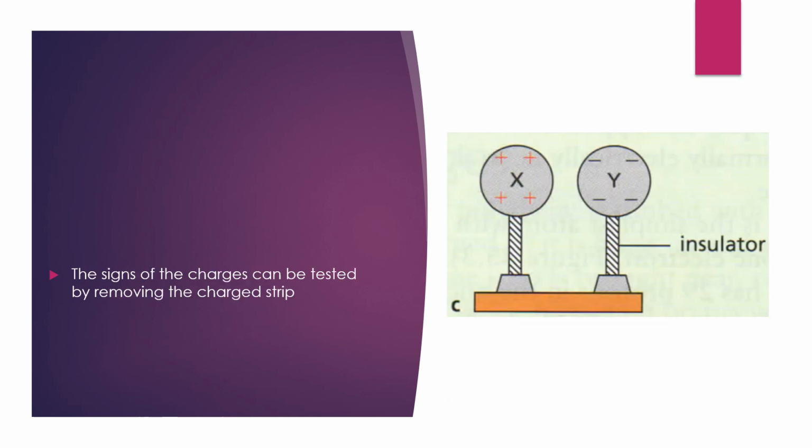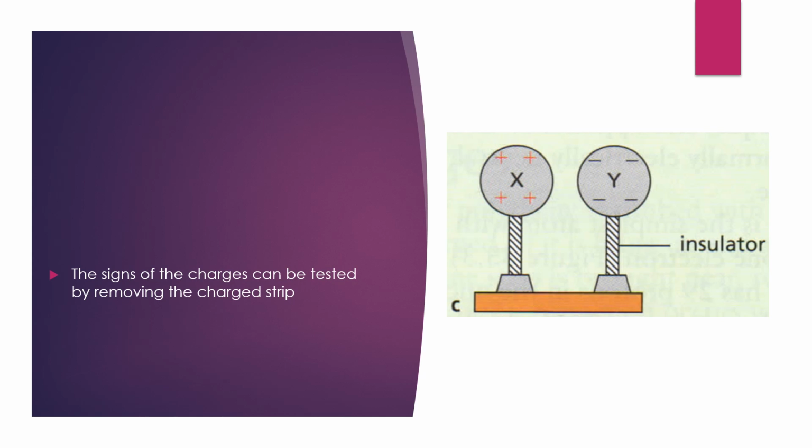So after the metal sphere has already separated between X and Y, then you can remove the charged object. Okay, can we change the positions? Can we remove the charged object first, then separate later to get the charged metal sphere? You cannot do it. Why?